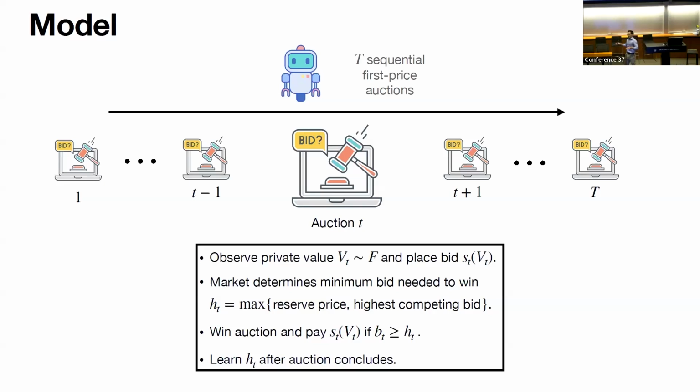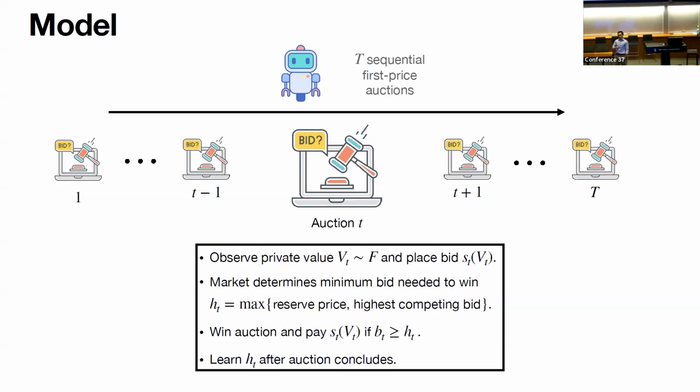Simultaneously, the market participants also determine their actions. In particular, the seller determines the reserve price and the competing buyers determine their own bids. The maximum of these two quantities we are going to denote with h_t. I'm going to call it the minimum bid needed to win, not just the highest competing bid. This is a first price auction.